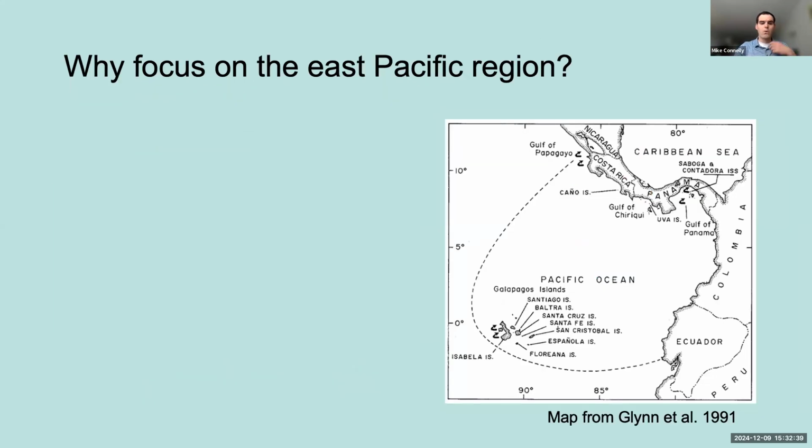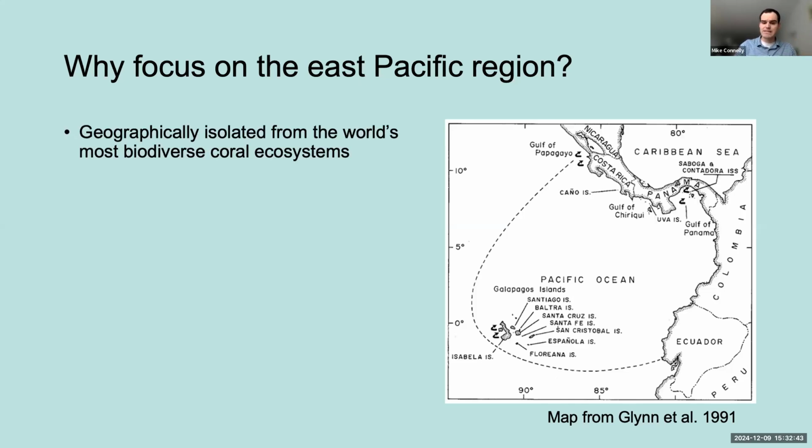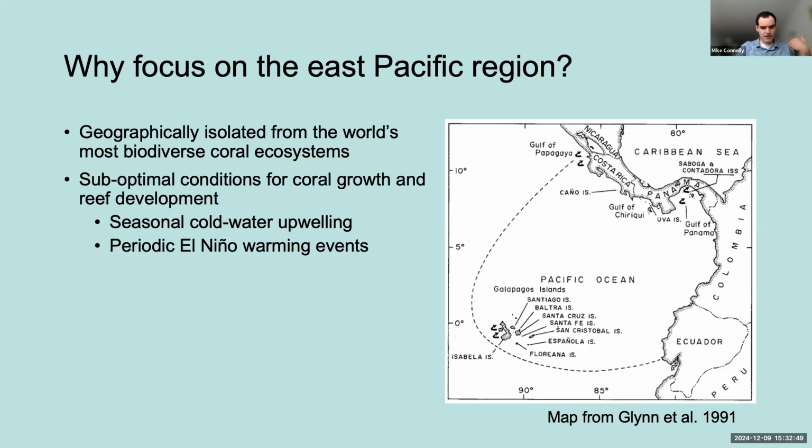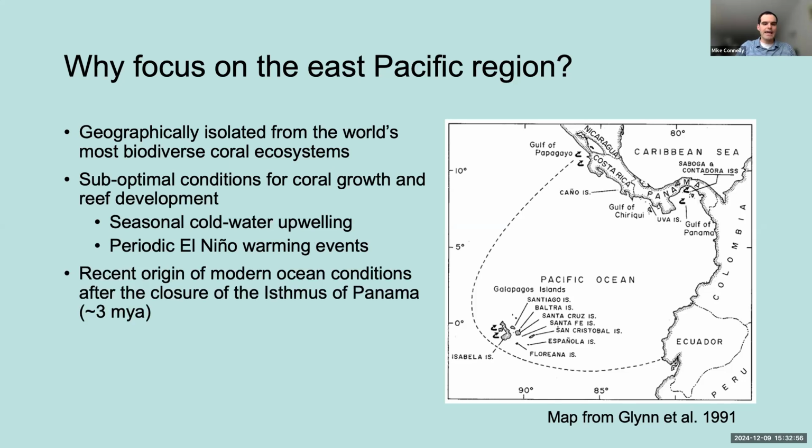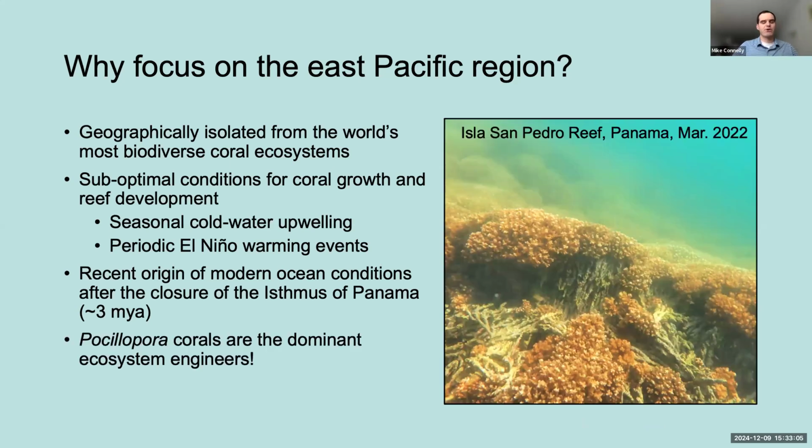So for this work, why are we focusing on the Eastern Pacific region? It's a key gap in these efforts, and it's geographically isolated from the world's most biodiverse coral ecosystems, with a different oceanographic regime that limits the diversity of other coral taxa. And as a result of these relatively recent oceanographic conditions, Pocillopora corals have become the dominant reef framework builders throughout this region and are ecologically critical keystone species.